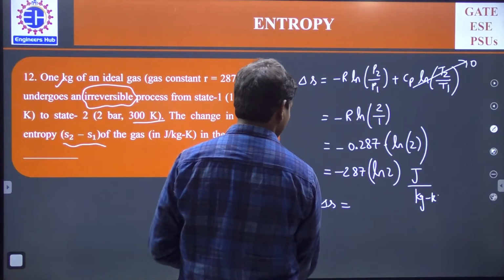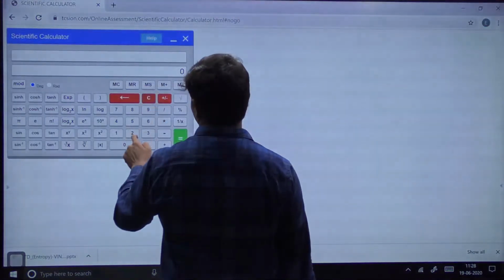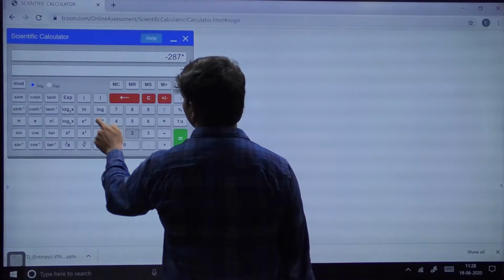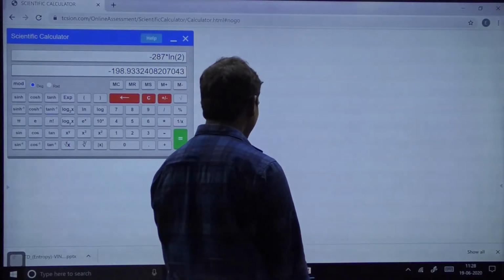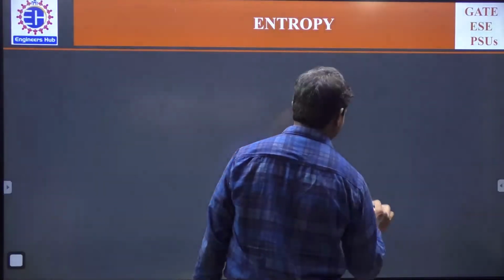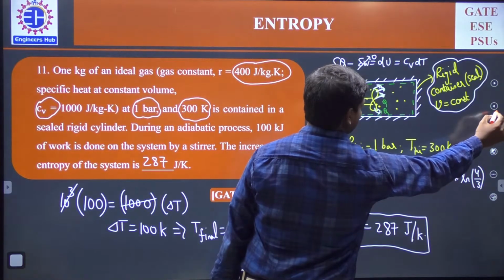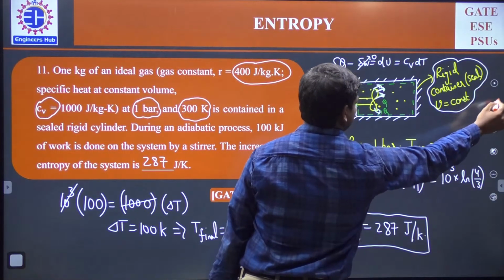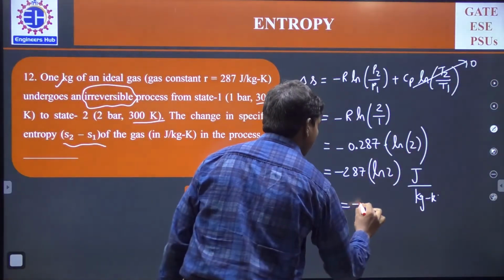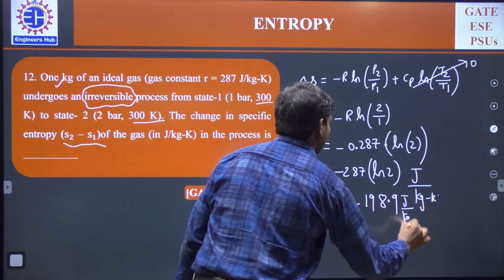Minus 287 into ln 2. Let us calculate the value. Minus 287 into ln 2 will give you minus 198.9. Yeah, minus 198.9. Okay, so what's the answer? Minus 198.9 joule per kg Kelvin.